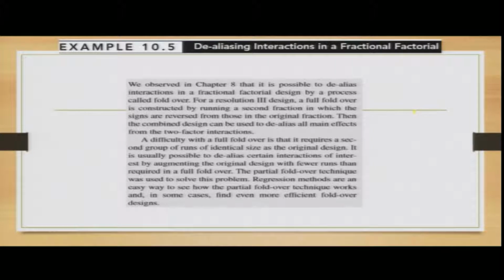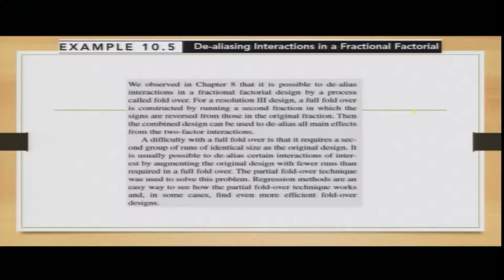A difficulty with a full fold over is that it requires a second group of runs of identical size, but there the data size may not be applicable, because the number of observations which we have for the sample is low. It is usually possible to de-aliase certain interactions of interest by augmenting the original design with fewer runs than required in a full fold over.